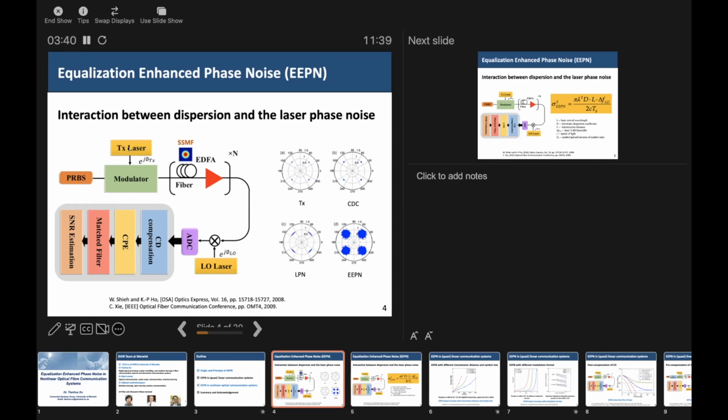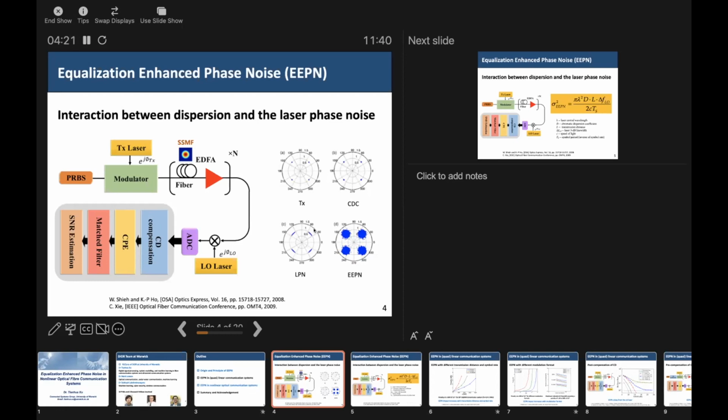The equalization enhanced phase noise means we have an interaction. The phase noise from the transmitter laser goes through the optical fiber and also the dispersion compensation module in the DSP part, so the net dispersion experienced by the transmitter laser phase noise is close to 0, because this module can compensate the dispersion in the fiber. But the phase noise from the local oscillator laser goes through the dispersion compensation module only. So in this case, there will be some interaction between the laser phase noise and the chromatic dispersion compensation module in the digital signal processing part.